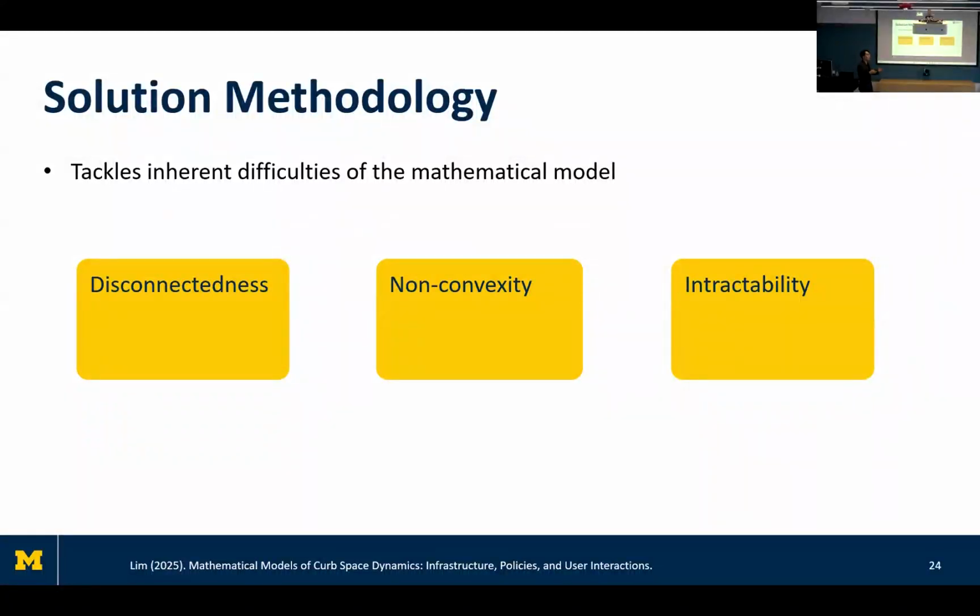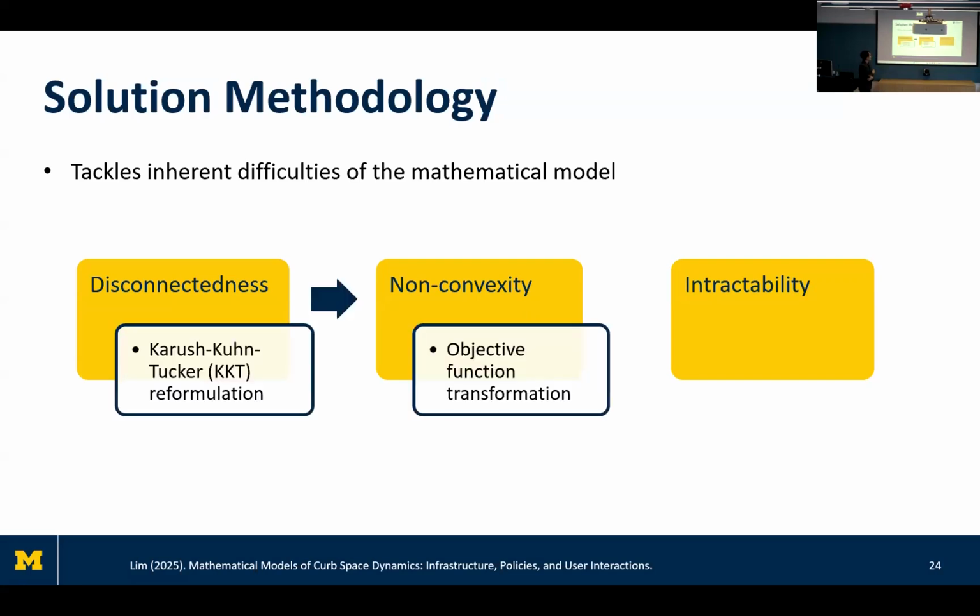Obviously this problem can get very messy and very hard to solve because of disconnectedness in an inherent bi-level structure, as well as complexity in some of the operational constraints and intractability when you increase the problem to large scale. To overcome these challenges, I apply a series of solution methodologies. For the disconnectedness, I do a KKT formulation where I append the lower level problem to the upper level problem, making it into a single level reformulated model.